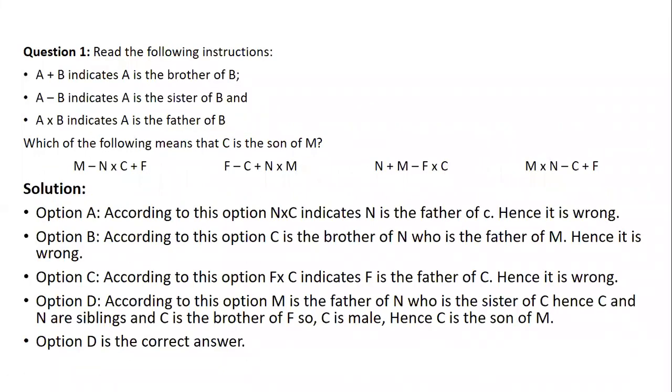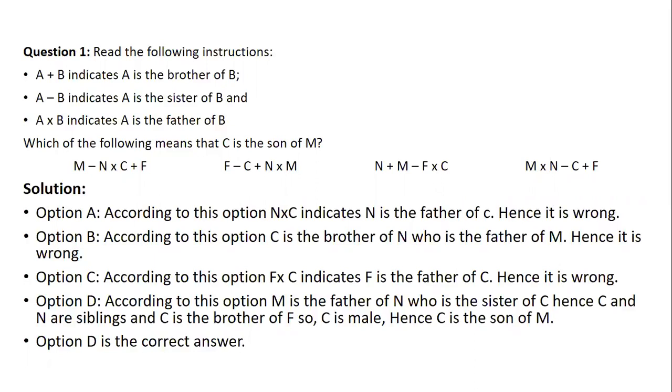Question. Read the following instructions. A plus B, so addition denotes brother. Subtraction denotes sister. Multiplication denotes father. Which of the following means C is the son of M? C is the son of M.